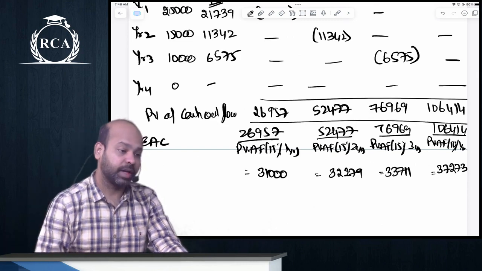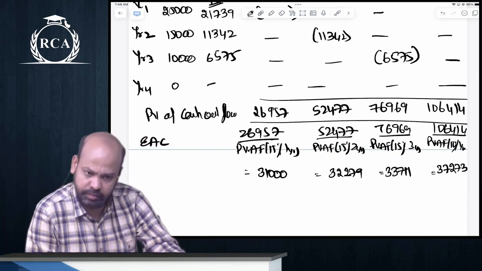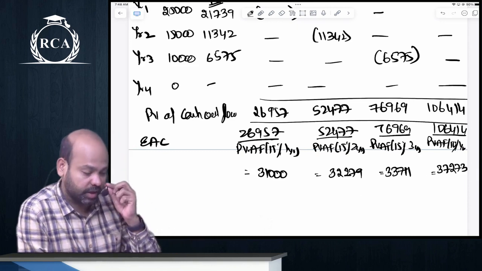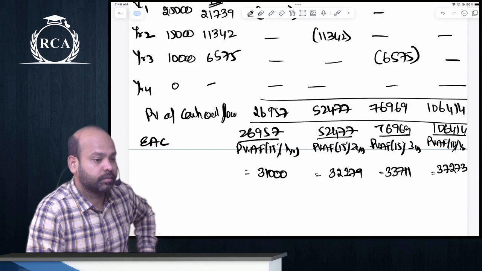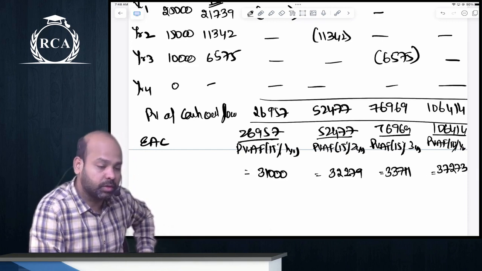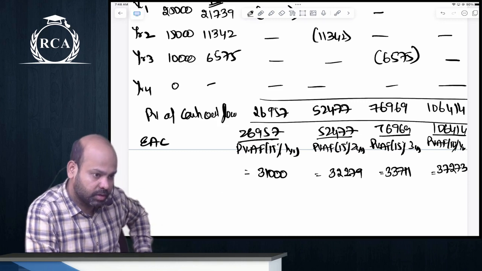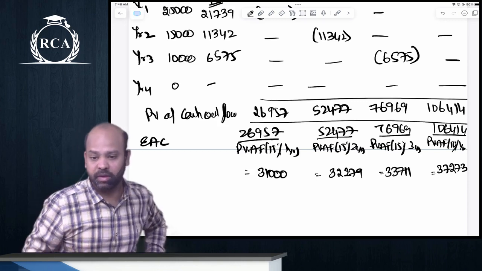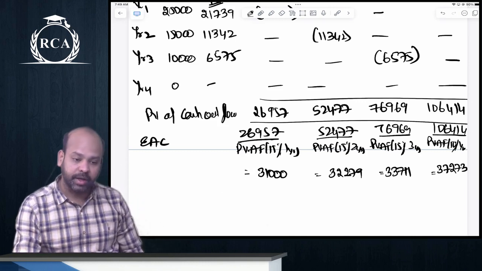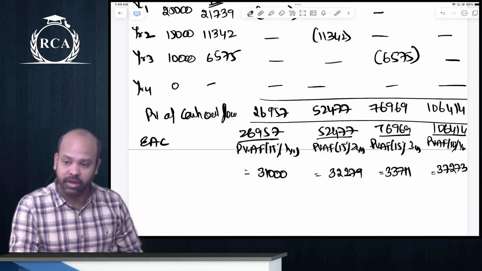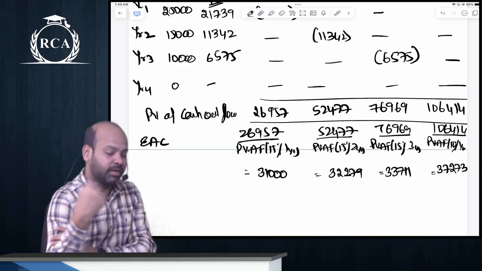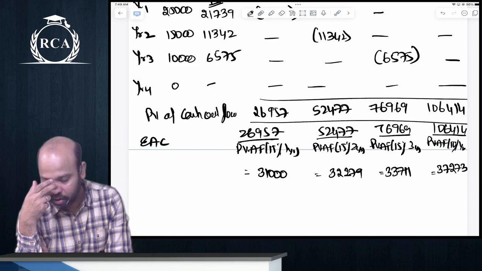In respect of an existing asset, purchase price is sunk cost and is irrelevant.